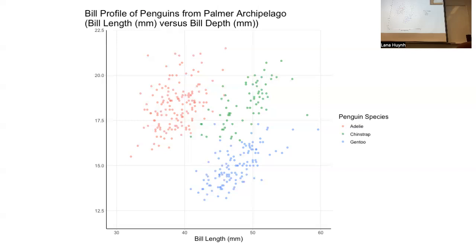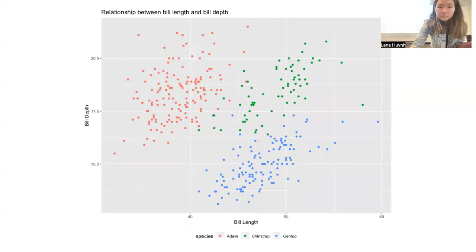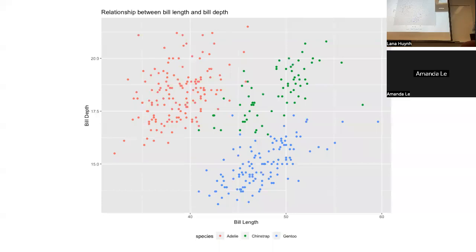Okay, so let's go back to the first plot and maybe we'll share out. What did you notice about this plot? What were some things that you maybe didn't like about this plot? Yeah. Okay, yeah. No units.